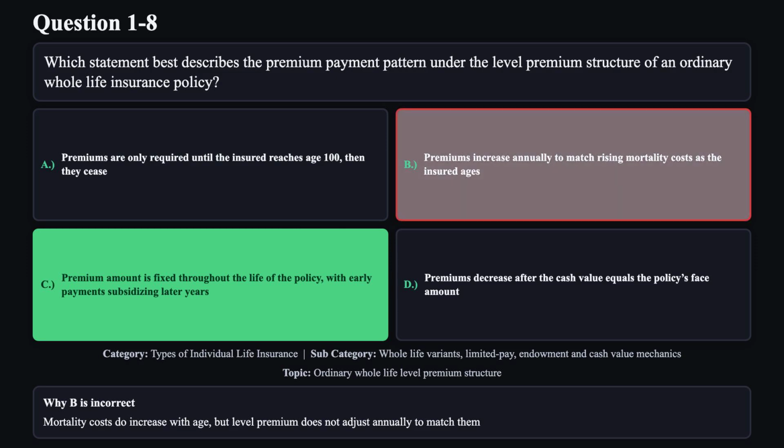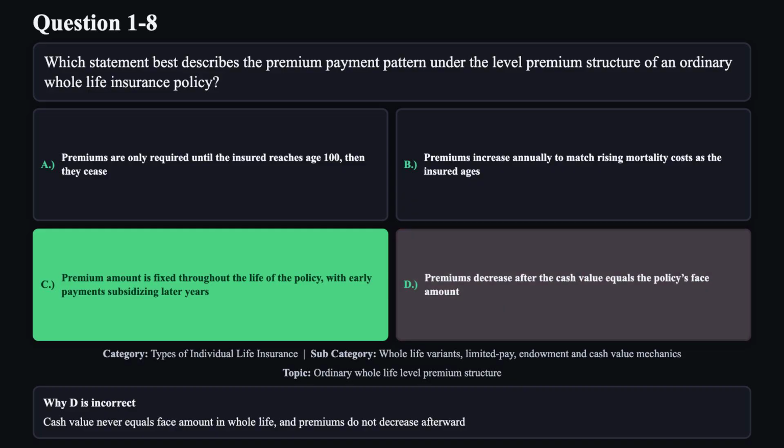Reason B is not correct. Mortality costs do increase with age, but level premium does not adjust annually to match them. Reason D is not correct. Cash value never equals face amount in whole life, and premiums do not decrease afterward.